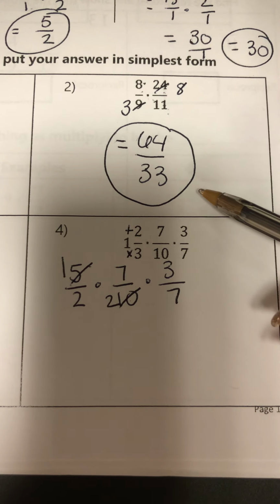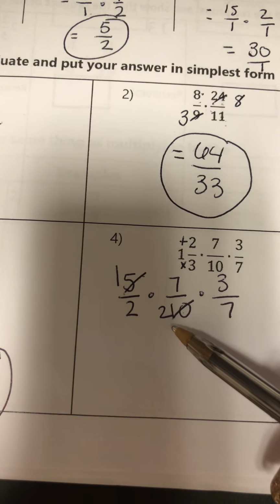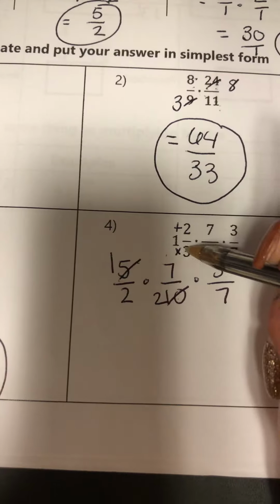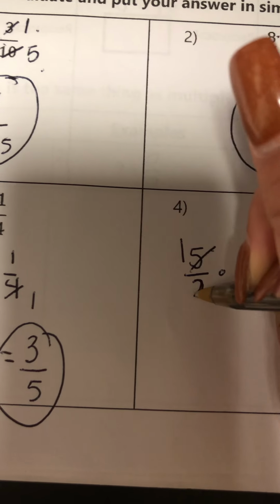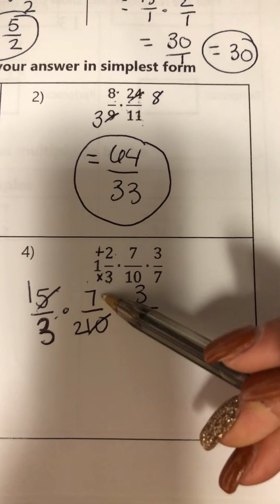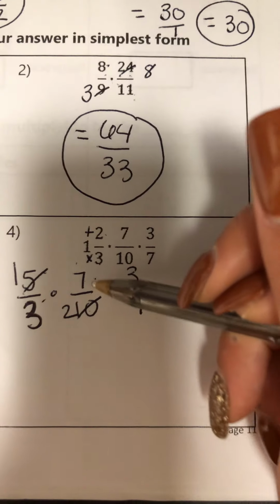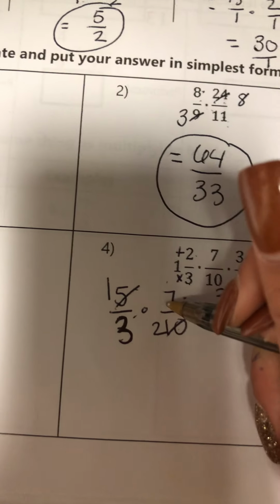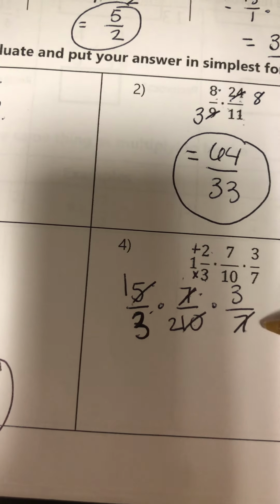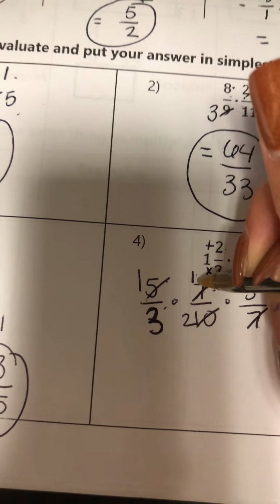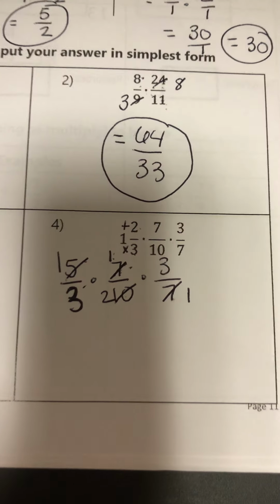Now, I can't do anything. Oh, this is over 3. That should be 5 over 3, not 5 over 2. Okay, now 3 and 7 can't cross cancel, so I'm going to move on to the next set. So I have 7 and 7, which I know can. 7 and 7 will just simplify into 1 because 7 goes into 7 one time, 7 goes into 7 one time.